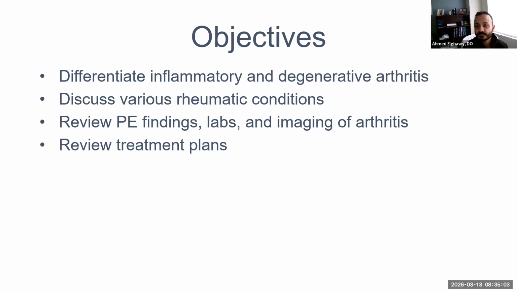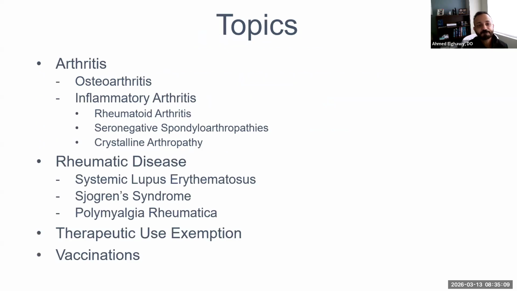Like I said, I'm not here to turn you into a rheumatologist, but at least you somewhat recognize what we do in rheumatology. So these are some of the topics. We'll split arthritis into mechanical and inflammatory. We'll talk about some of the rheumatic conditions. Towards the end, we'll also spend a minute on therapeutic use exemption for our athletes, and then we'll also spend a couple of minutes on vaccination updates.